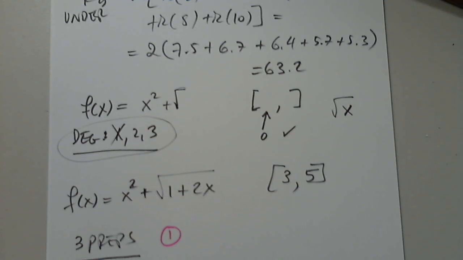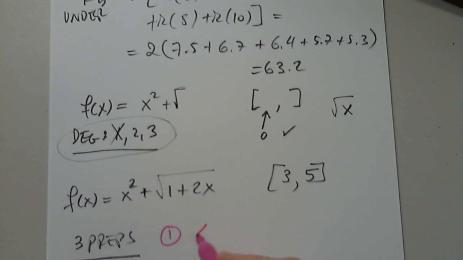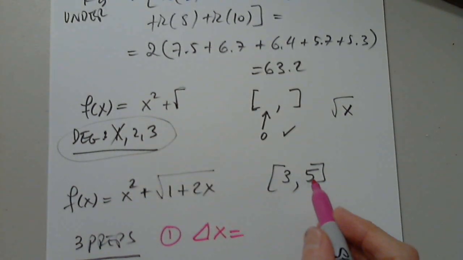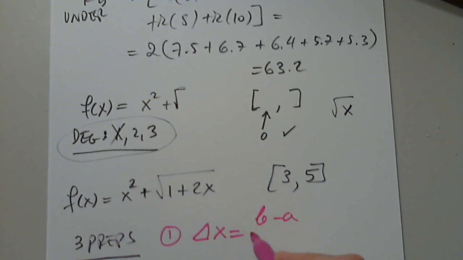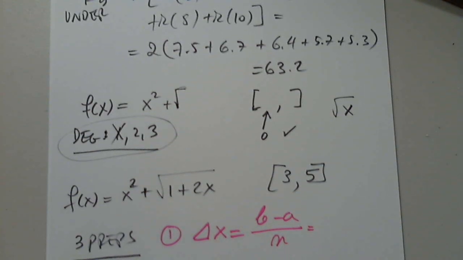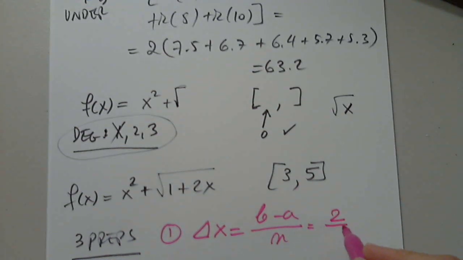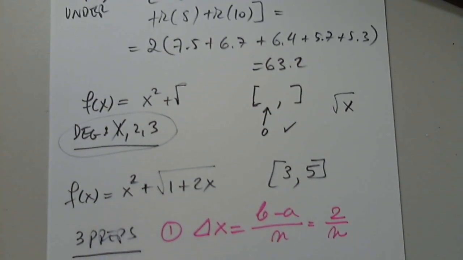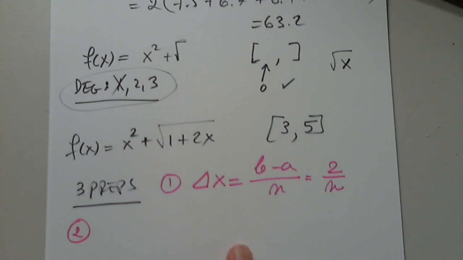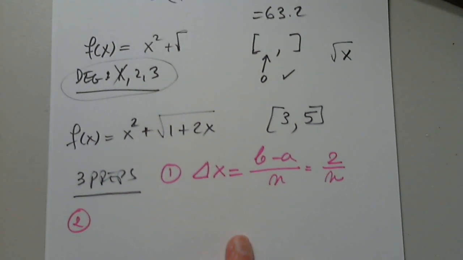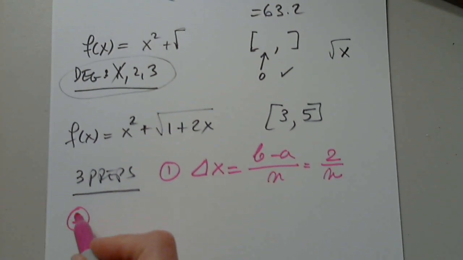First, we have to find delta x. Delta x by definition is b minus a divided by n. B is 5, a is 3. So 5 minus 3 is 2 over n. Prep number 2. How do I get prep number 2? What is prep number 2?